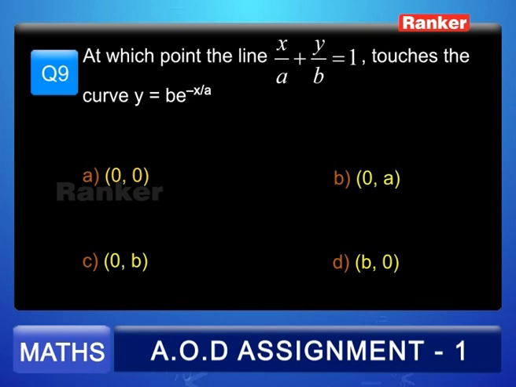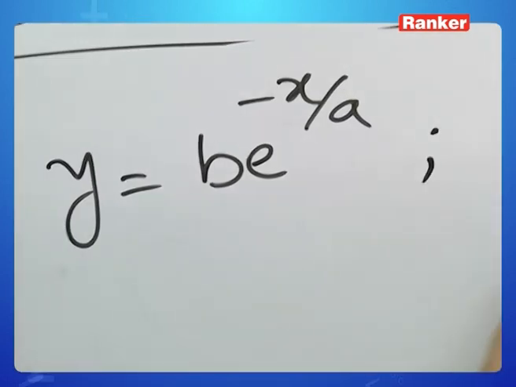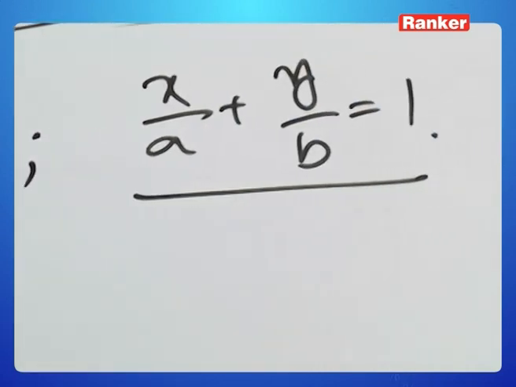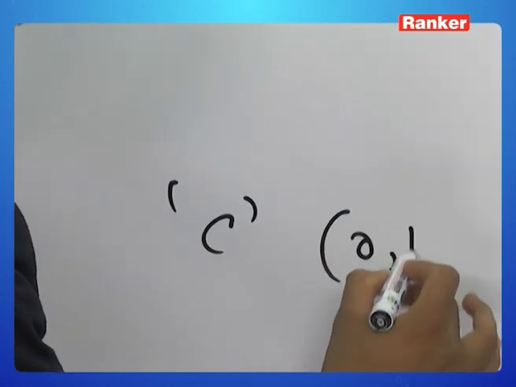This question can be done in many ways. To answer it, you can just look at the options: a comma 0, 0 comma a, b comma 0 and 0 comma b. Except for 0 comma b, no other point satisfies these equations. Even the tangent equation is not satisfied by any other point other than 0 comma b. So the answer has to be C, 0 comma b.